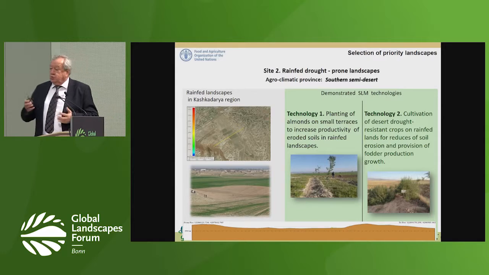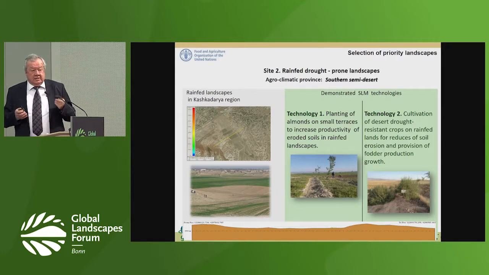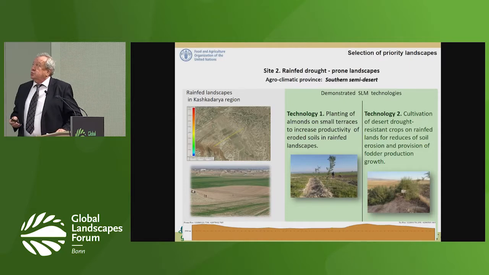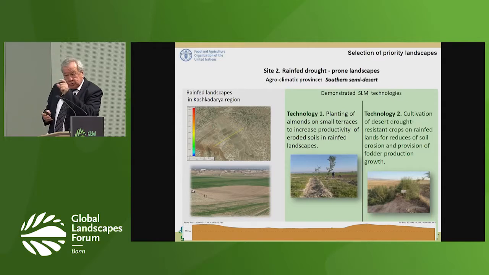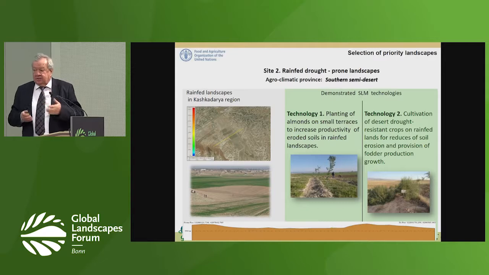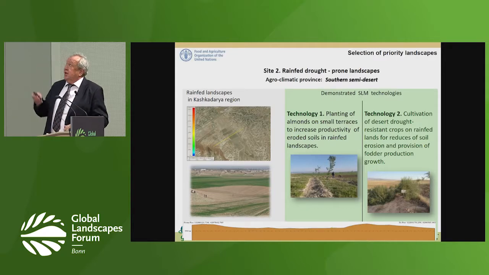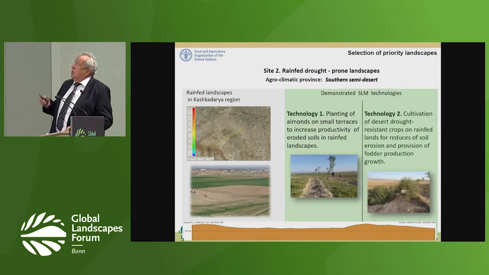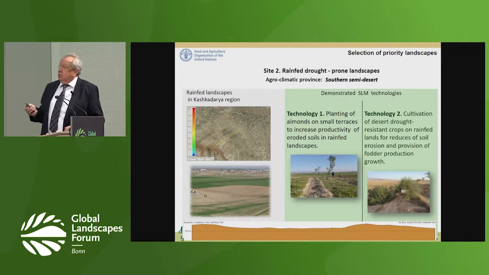And of course, it's necessary to choose such type of technologies which give opportunity to grow something there. That is why we chose the technology of planting on small terraces and seeding grasses there. And grass is eaten by sheep and so on. Next one, of course, cultivation of desert drought-resistant crops on rain-fed lands for reducing soil erosion, first of all.